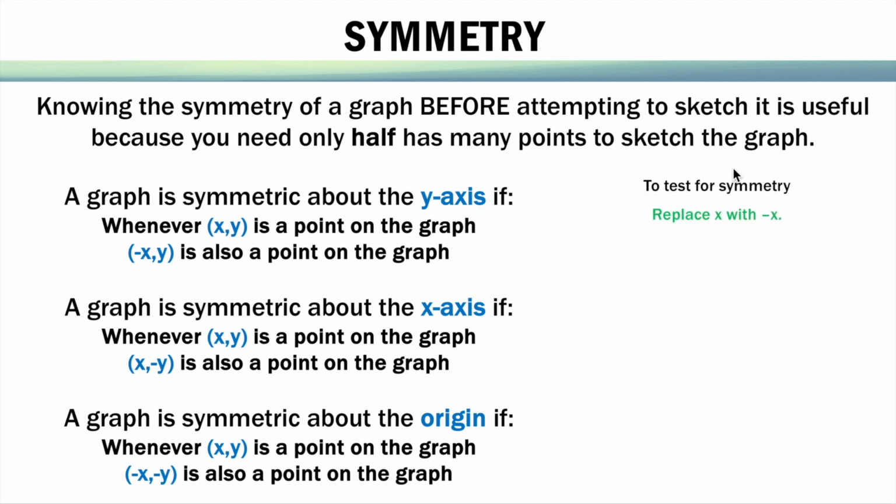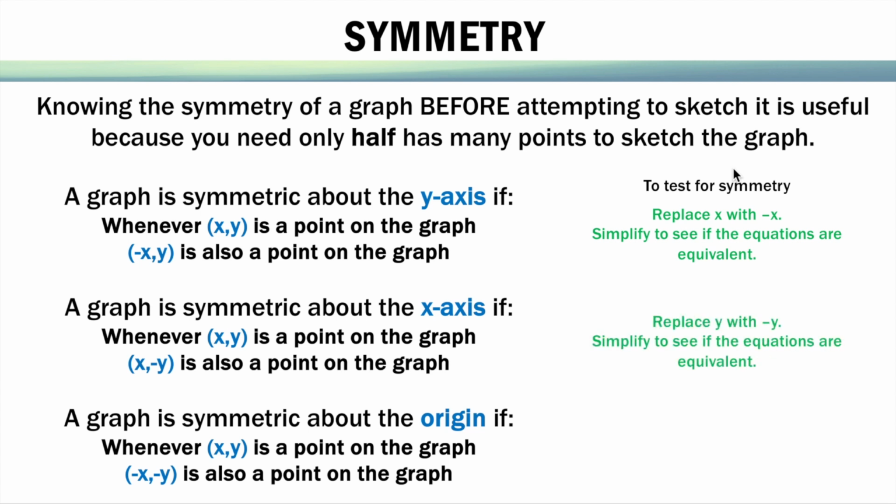Well, if you want to know if it's symmetric about the y-axis, you replace x with negative x, and then simplify to see if the equations are equivalent. If you're checking for symmetry about the x-axis, replace y with negative y, rearrange again to see if the equations are equivalent. And then finally, if you're checking for symmetry about the origin, replace both x with negative x and y with negative y, simplify, rearrange, and see if you get the same thing back again.